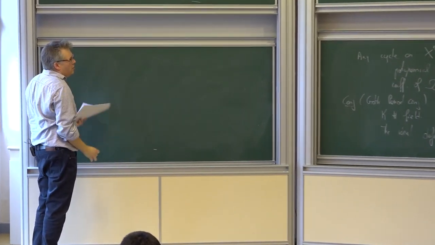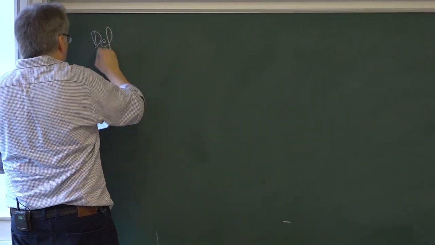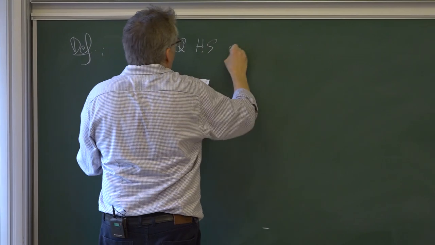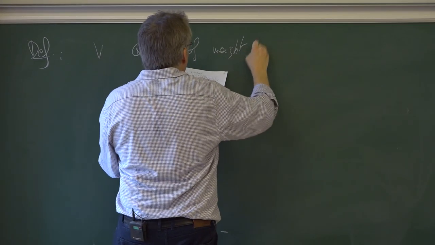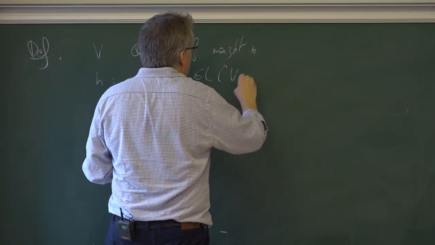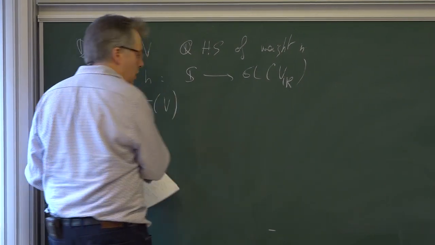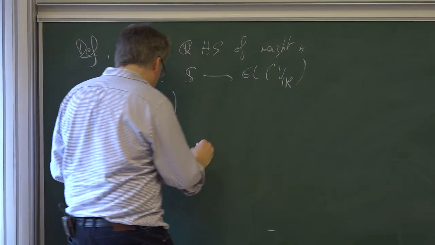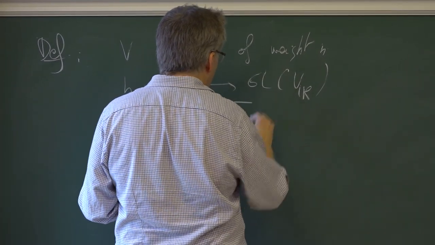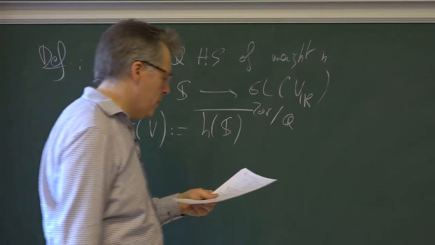What are the algebraic objects that should control this transcendence phenomenon? Well, let's do it at the Hodge level. If you take a Q-Hodge structure V of weight n, given by a representation of S to GL(V_R), you can associate to it an algebraic group over Q, and this is the important algebraic invariant. The Mumford–Tate group of V, by definition, is the Zariski closure over Q of the image of S. So this is a Q-subgroup of GL(V_Q).